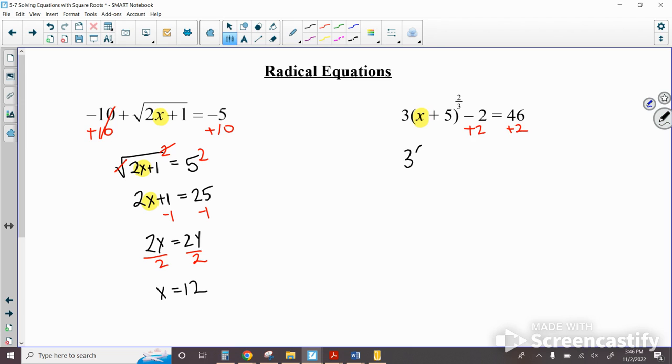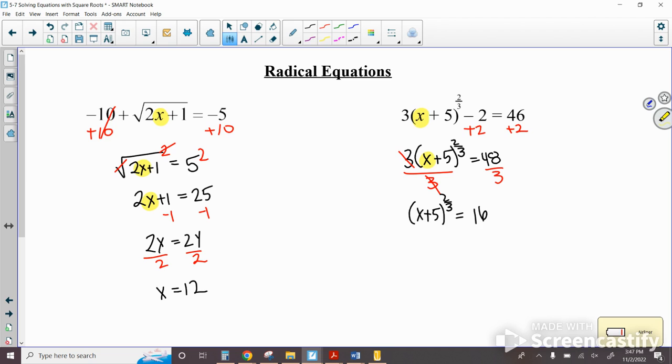So we have 3 times the parentheses (x plus 5) to the 2/3 power equals 48. Now what do we do? I can't break into this parentheses, even though x is in it, until I get rid of the 3. It's like the 3 is guarding the parentheses. But I can divide both sides by 3, since it's 3 times the parentheses. That moves it out of the way. So now we have (x plus 5) to the 2/3 power equals 16.